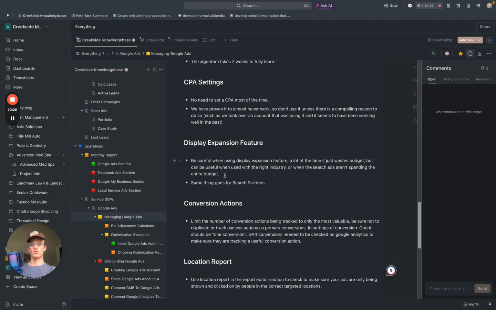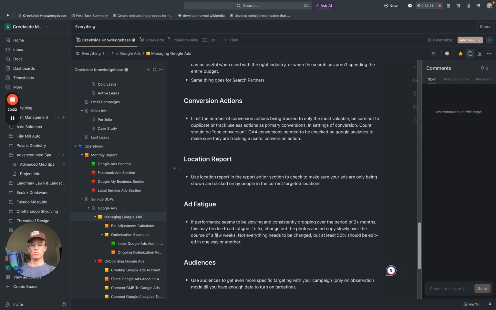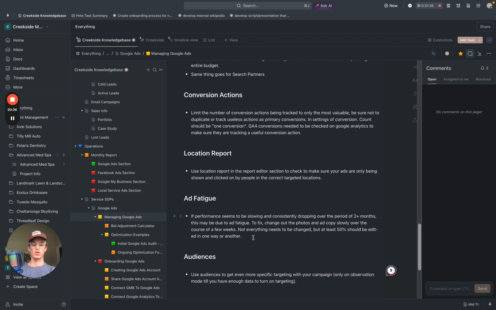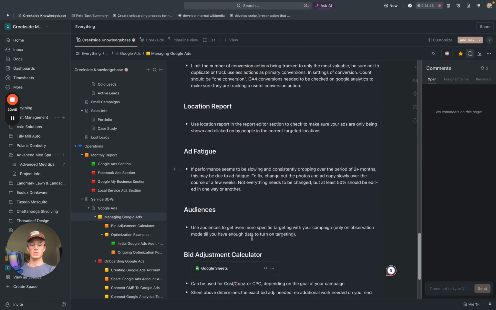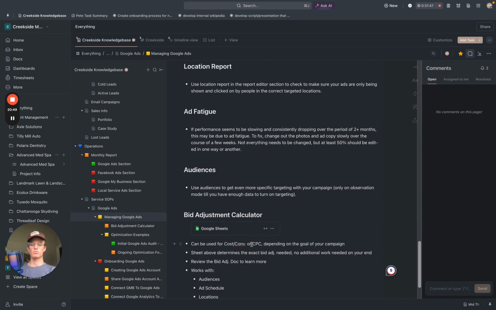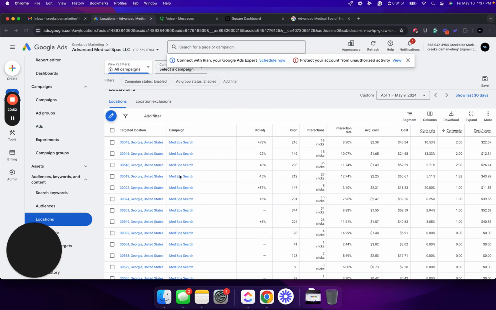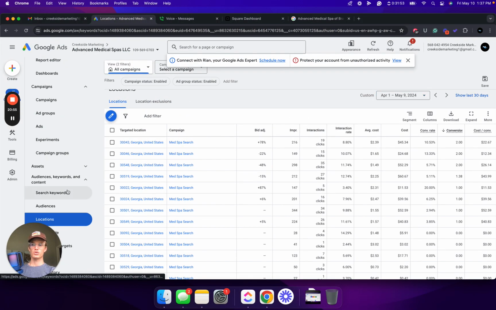Right now, we're not using the display expansion feature because they have such a low budget. We don't want to be splitting it up amongst a bunch of things. Through the location report, ad fatigue isn't something we're worried about at the moment because our campaigns are improving. If it started to seem like our ads were starting to increase in cost per conversion again, we'd probably want to change out some of the headlines. We just reviewed audiences, and then we talked about why we can't really use the bid adjustment at the moment. Just not enough data. So we're going to go back in and look at the keywords. So, search keywords.